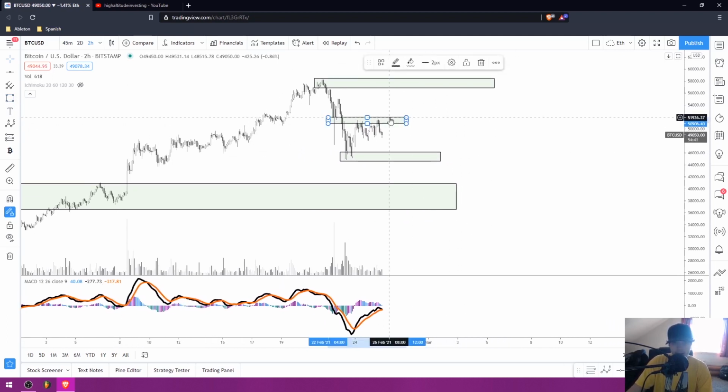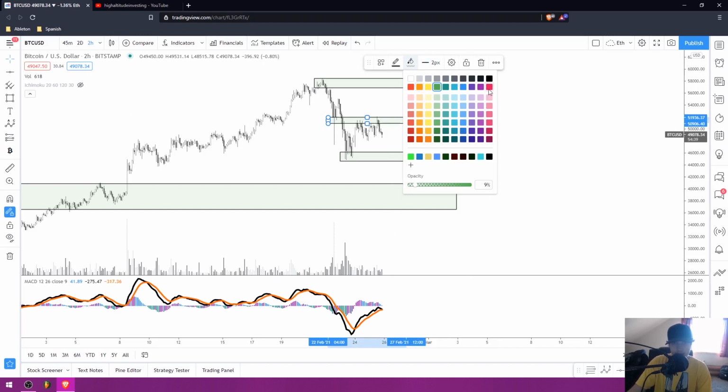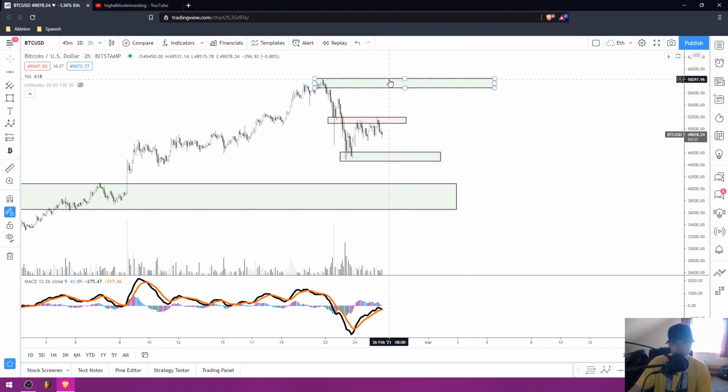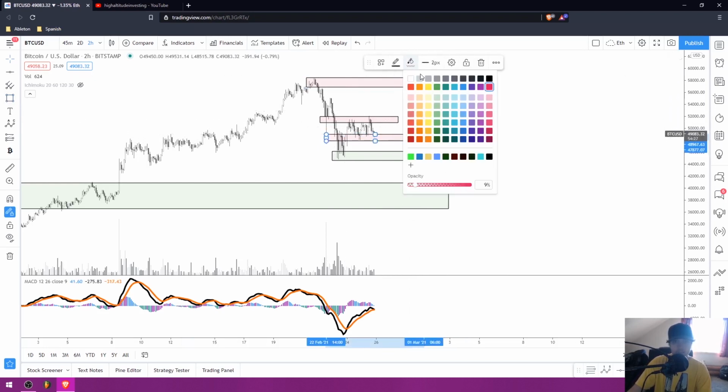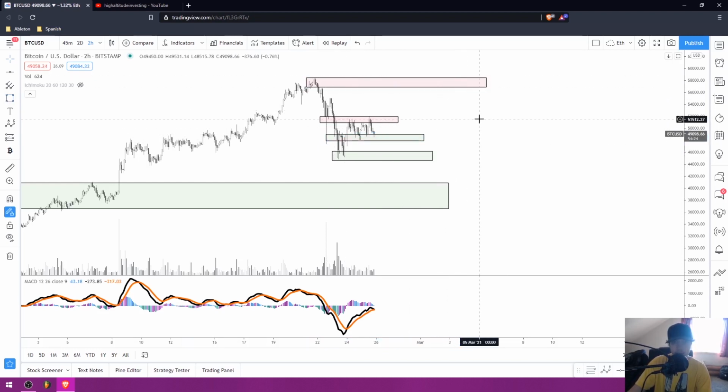So let's just go ahead and draw this as resistance. We'll go ahead and draw this one as resistance as well. And then on a more micro level, we have support right here inside of the market. So we'll make this a support level.